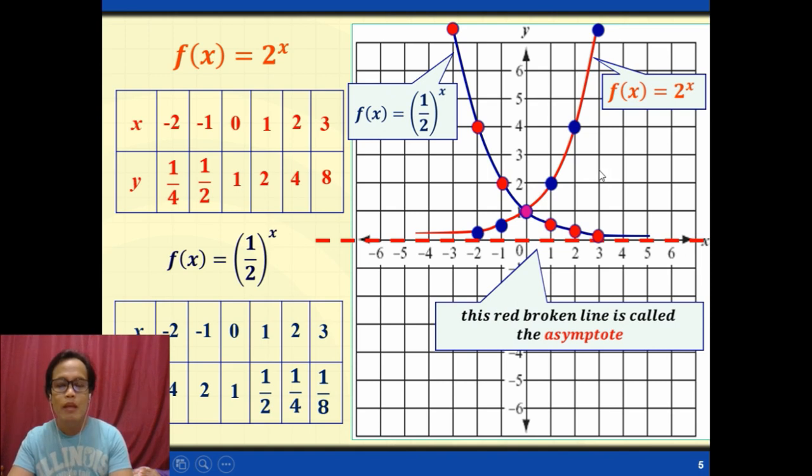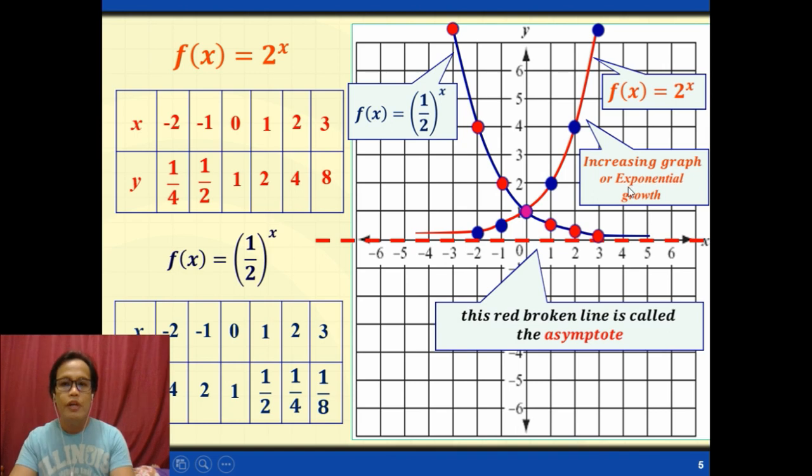Next is, as you have observed, our a is greater than 1. And the graph curves to the right. Now, this is what we call increasing graph or exponential graph. Okay? If the graph curves to the right, it is an increasing graph or exponential graph. This will only happen if a is greater than 1.